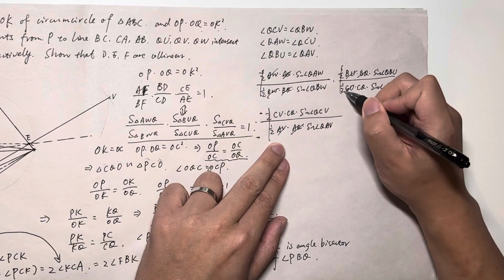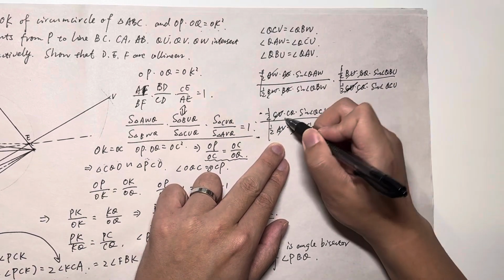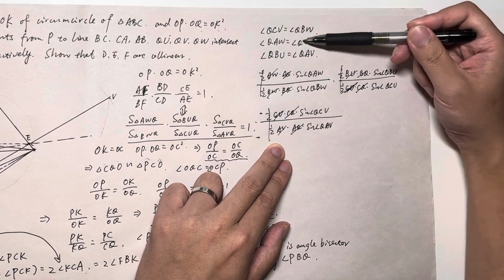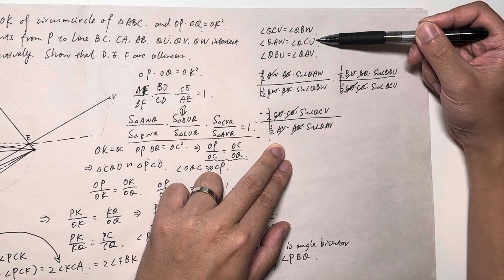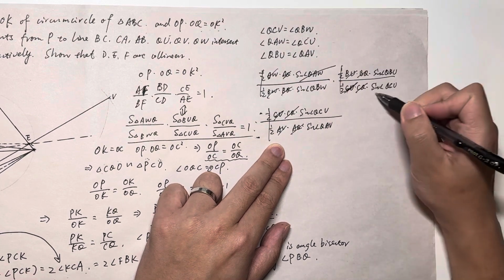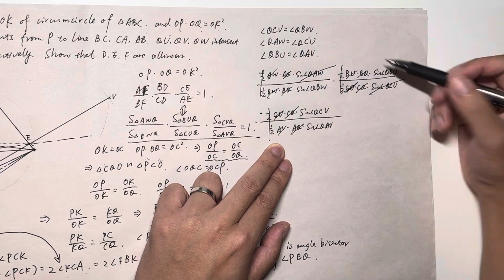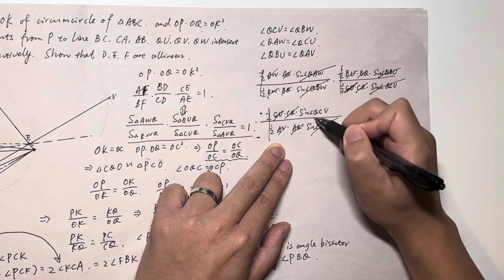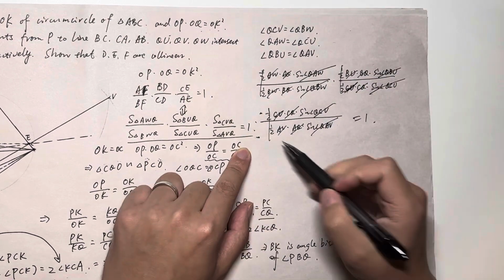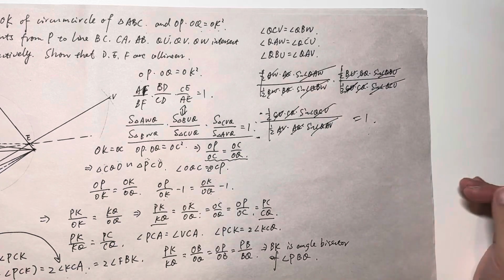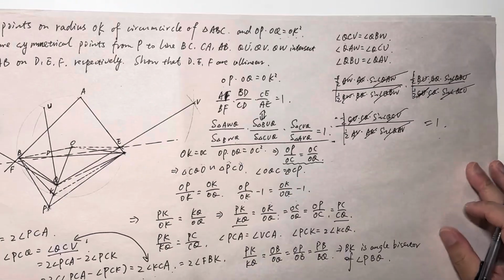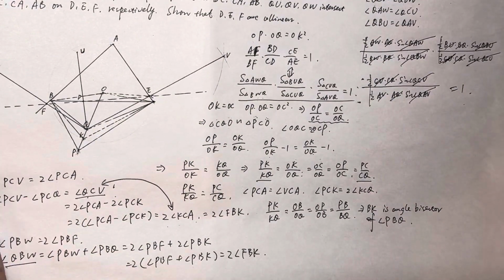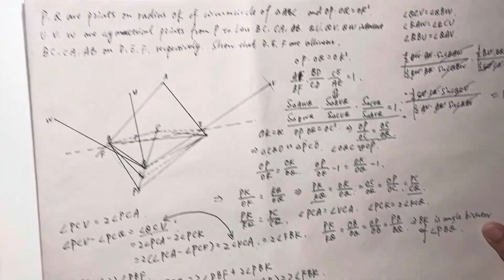And CU equals to CV, CQ equals to CQ, and angle QAW equals to angle QCU. So QAW equals to angle QCU, QBU equals to QAV, QCV equals to QBW. So this equals to 1. The product equals to 1, which we can use the converse of Menelaus's theorem to prove that D, E, F are collinear, right?